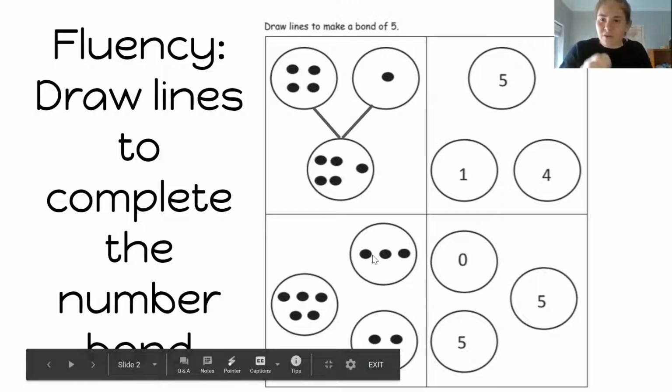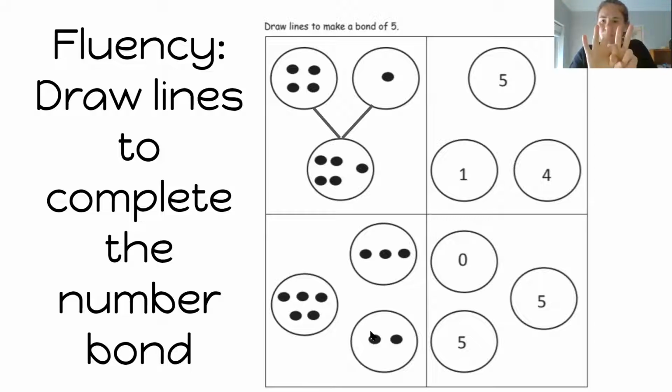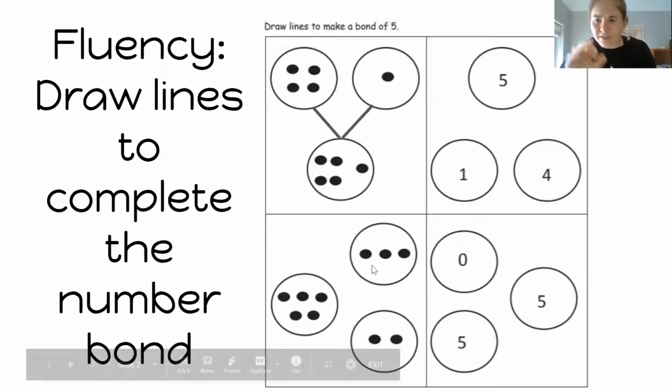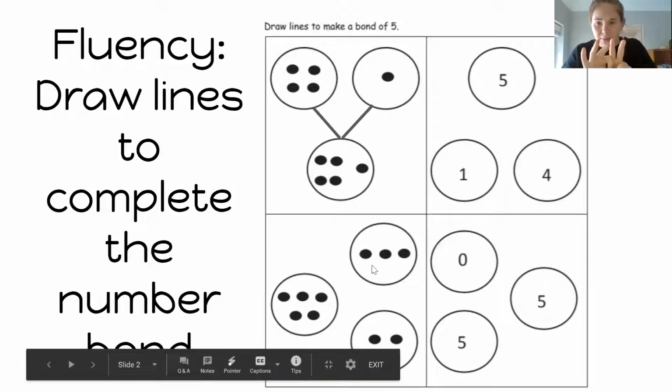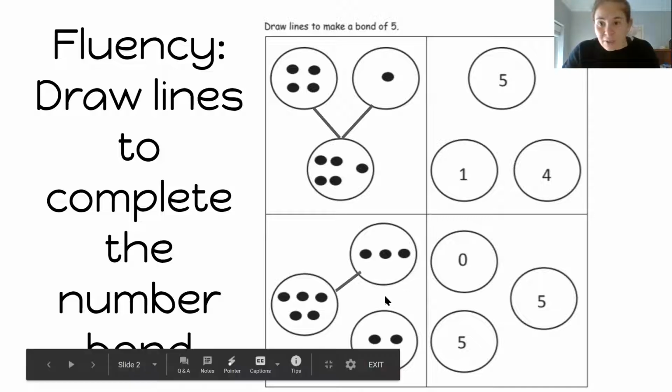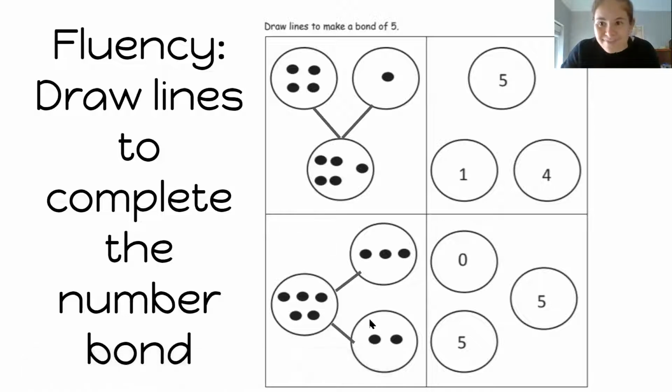So hold up 3 fingers on one hand. Got 3. And hold up 2 fingers on another hand. 2. Bring them together. Boop. That makes 1, 2, 3, 4, 5. So here we had 4 and 1. Now we have 3 and 2 makes 5. So we need to draw our lines because we know that 3 and 2 are the ones that are coming together and they're making 5. So I'm going to draw a line from the 3 to the 5. And now I'm going to draw a line from the 2 to the 5. And now this number bond tells me that 3 and 2 together make 5.